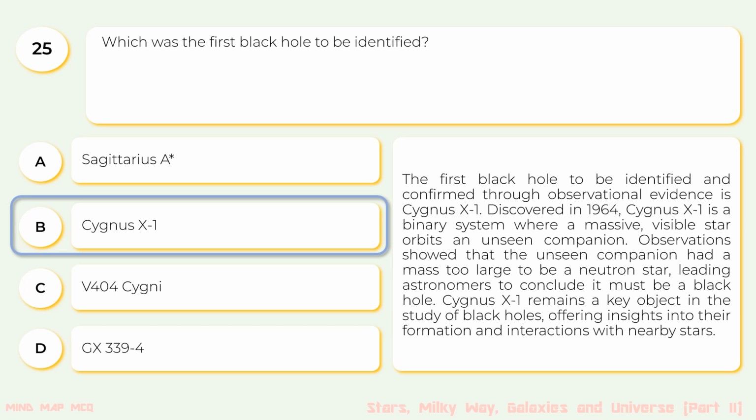Discovered in 1964, Cygnus X1 is a binary system where a massive visible star orbits an unseen companion. Observations showed that the unseen companion had a mass too large to be a neutron star, leading astronomers to conclude it must be a black hole. Cygnus X1 remains a key object in the study of black holes, offering insights into their formation and interactions with nearby stars.